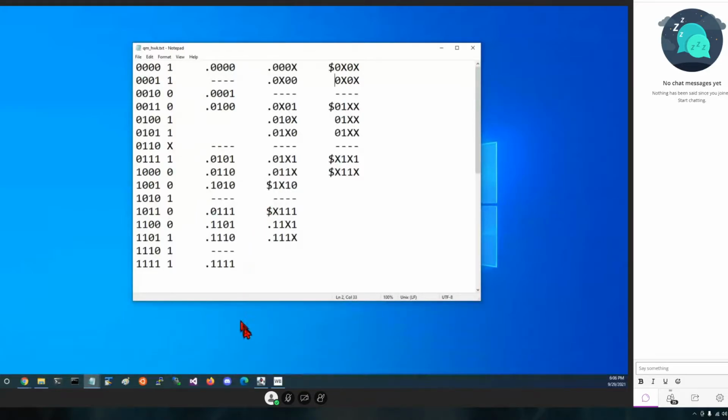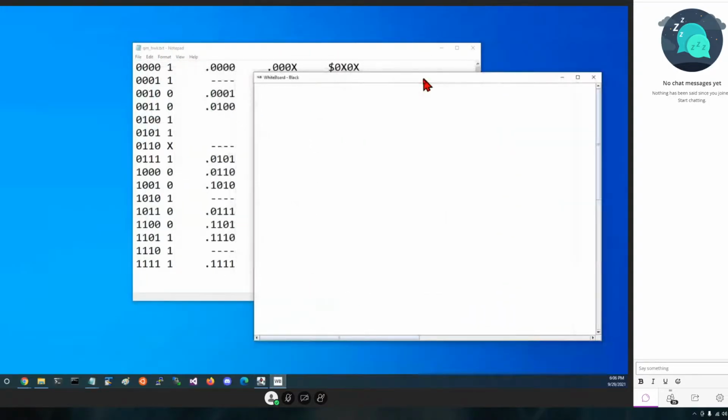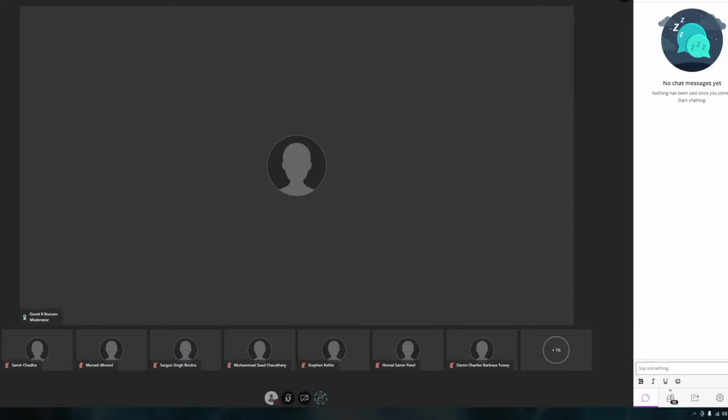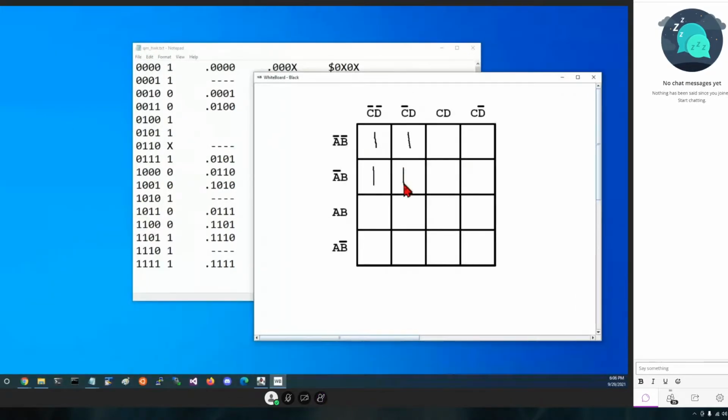Now, before we go to the table of choice, let's put a Karnaugh map up here. 1 1 0 0. 1 1 x 1. 0 0 1 0. And finally 0 1 1 1.